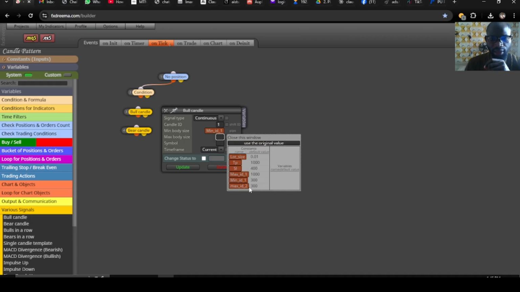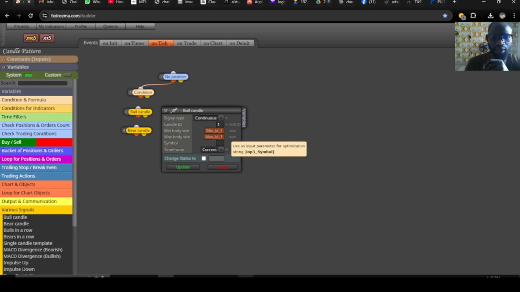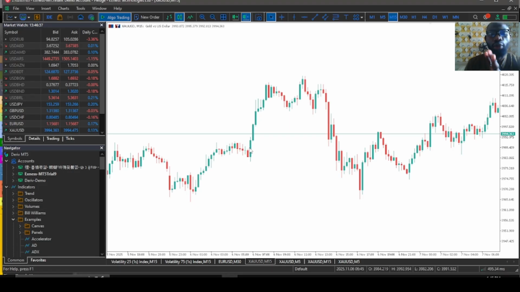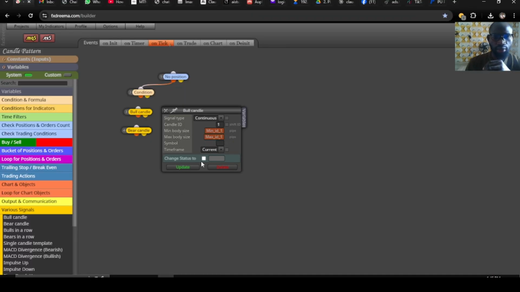So we right click, and then we are going to select this maximum ID 1. What we did here is we are saying that the bullish engulfing candle has to be at least 300 points and has to be a maximum of 1000 points. For a candle to be around 300 points, it means it's a huge candle. So that is what we just explained here. Then we update.